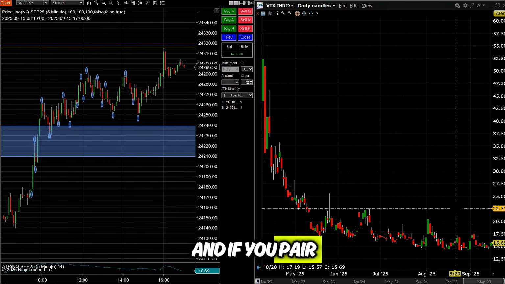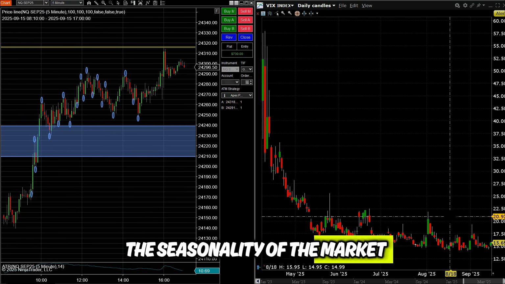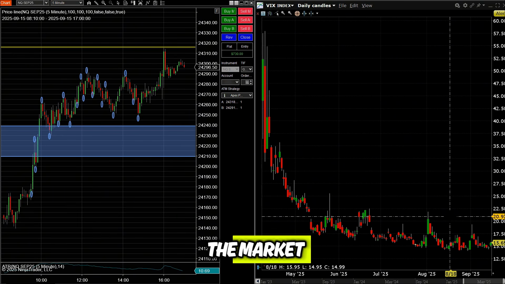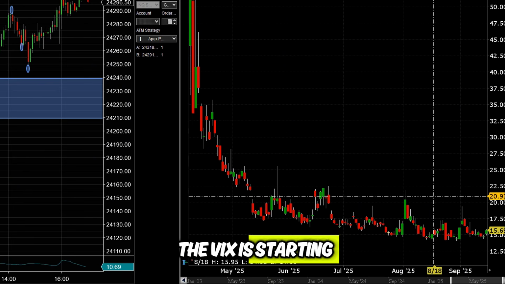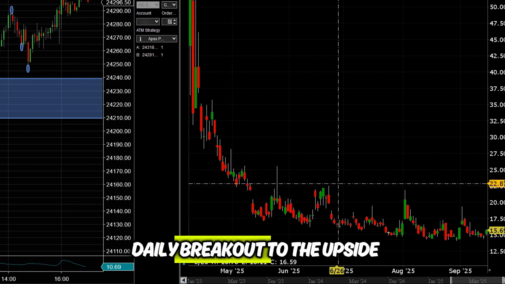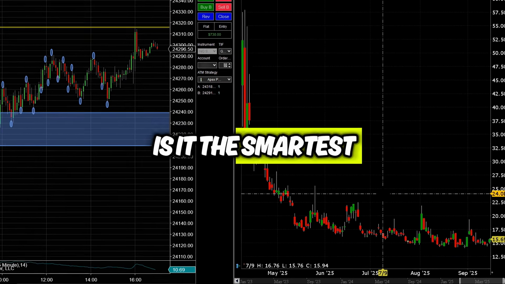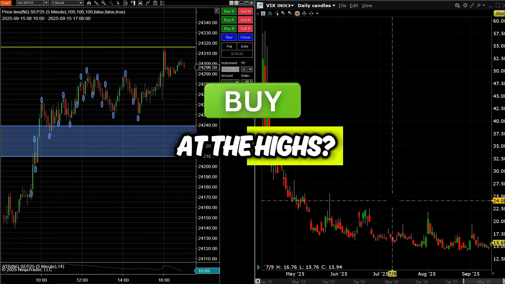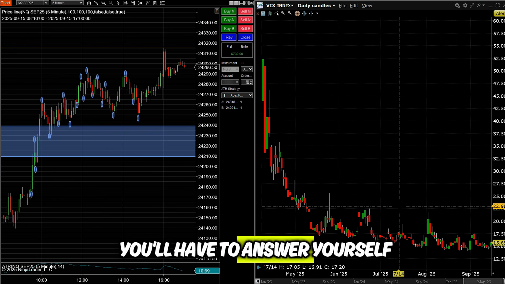And if you pair that with the seasonality of the market, such as September and November possibly being some of the worst months in the market, and you see that the VIX is starting to look like it's going to have a daily breakout to the upside, then is it the smartest move to go and try to full port and buy the market at the highs? That is a question you'll have to answer yourself.